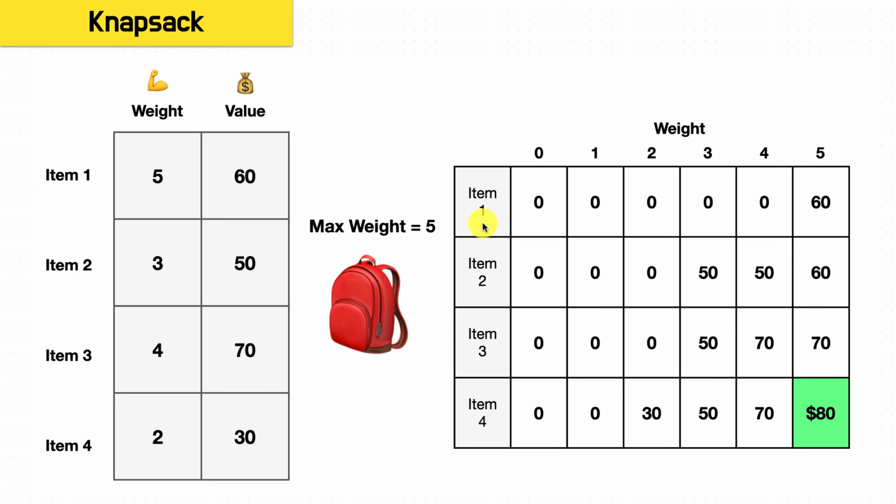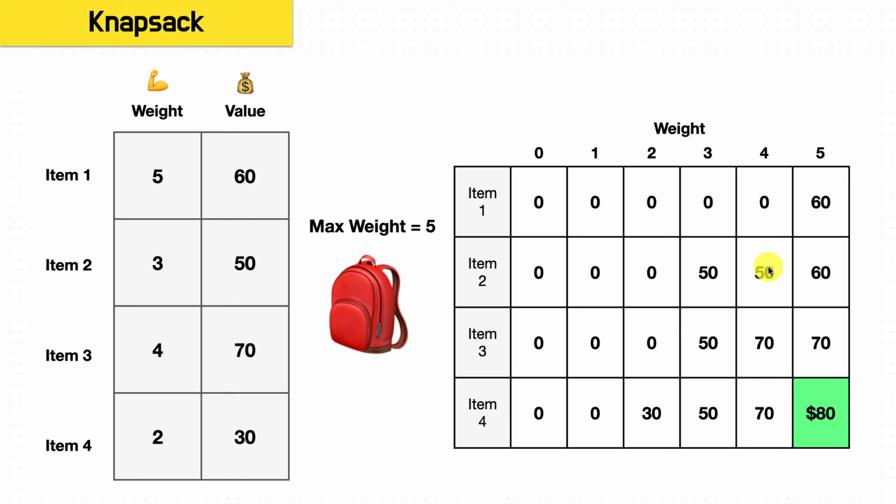So we start with item 1 and check its weight against all the possible weights, and since it has a weight of 5, the only place it can work is this last spot for its value of 60. Then we move on to item 2, and we go from 0 up to the max weight again, and then once we reach 3, this is the item's weight. We see 50 is greater than 0, which was the previous solution to this subproblem, so now we store 50.